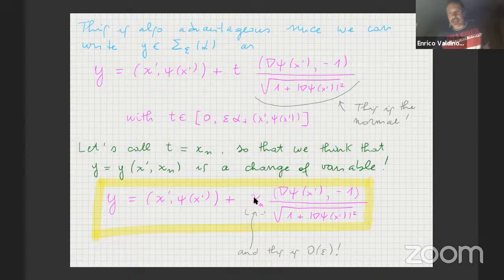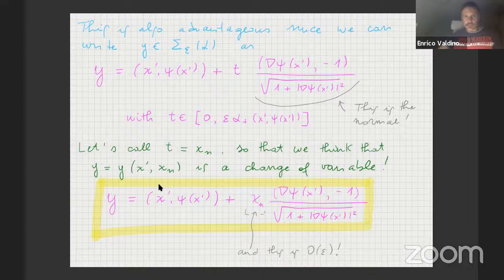so I can decide to call t x_n. The advantage of that is that in this way I have an n-dimensional object, which is y, which has a natural correspondence with another n-dimensional object, which is (x', x_n), where t is just x_n, okay? But it's nicer for me to think that y is a function of x and change variable as y equals y of x, okay? So this is a nice change of variable.